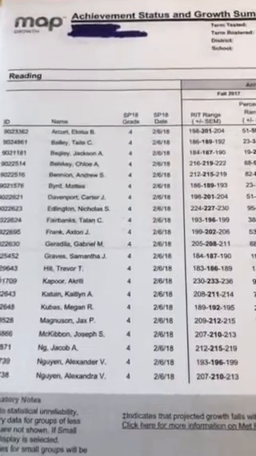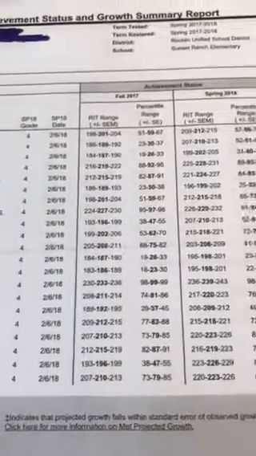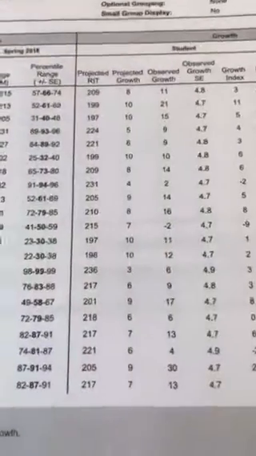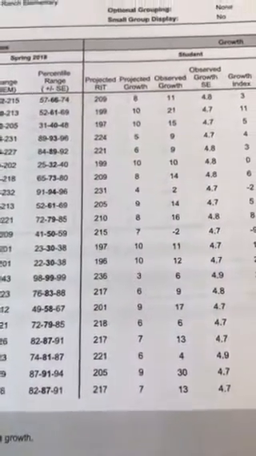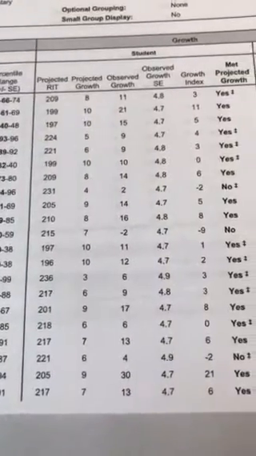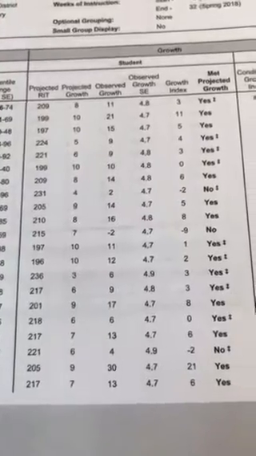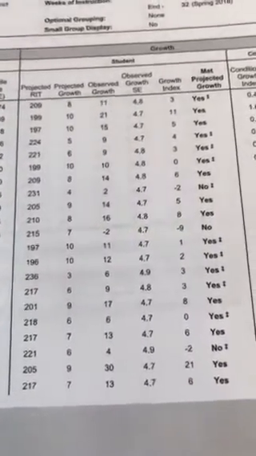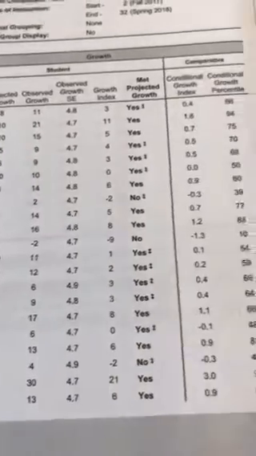What I like about it is it gives all the students in your class, it gives their fall RIT scores, it gives their spring, it actually gives their projected growth based on where they started, so how many RIT points they should go up throughout the year, and then their observed growth over time. So you can see if your students are making progress based on national norms, like at the 50th percentile.